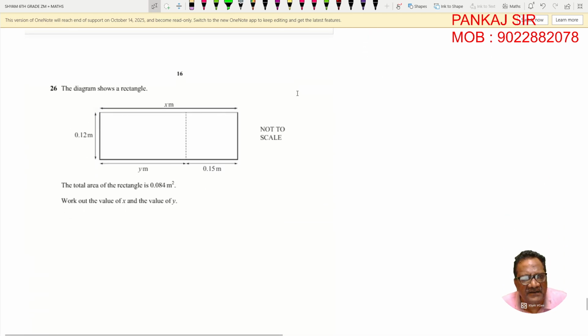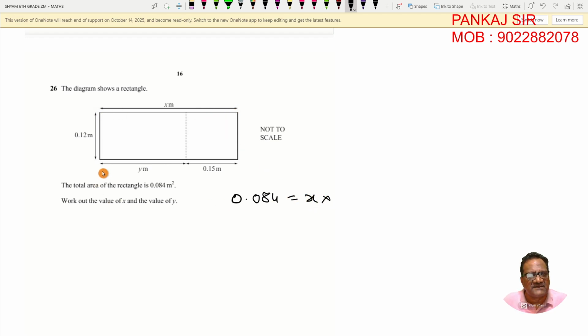The next one is 26. The diagram shows a rectangle. Okay. The total area of the rectangle is 0.084. So the total area means the bigger rectangle area is 0.084 meters square. Work out the value of x and the value of y. Okay. So bigger area is 0.084. So can I write this equation: 0.084 equal to, now this is the bigger rectangle area, so it will be length, that is x, times the width. Width is how much? 0.12. So this is the equation I'm getting.